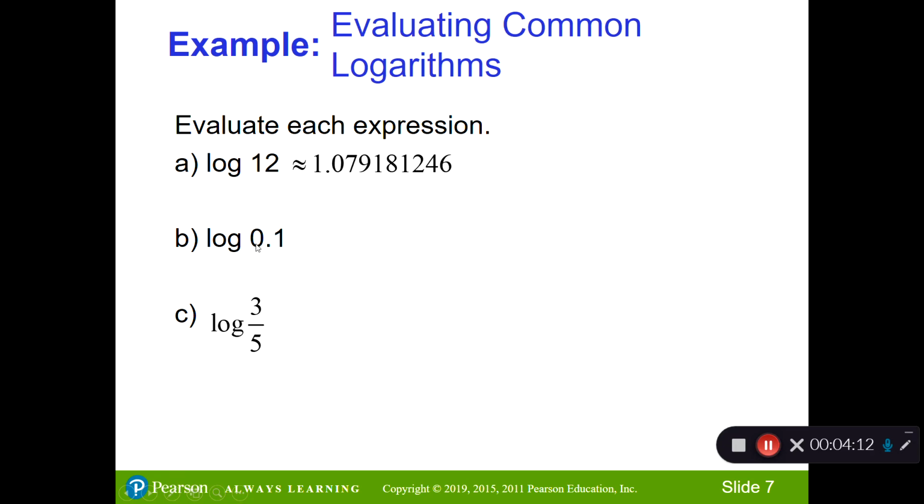Log of 0.1, now again, this is log base 10, so I can treat this like this is saying log base 10 of 0.1 equals x. Then I would say that understood 10 down here to the x power equals 0.1, or 10 to the x equals 1/10. So that means that this is 10 to the negative 1, so the x must be negative 1. And again, you can find that by plugging it into your calculator as well.